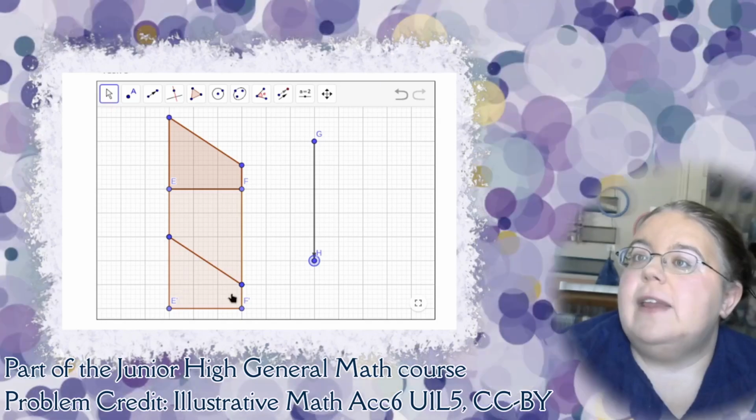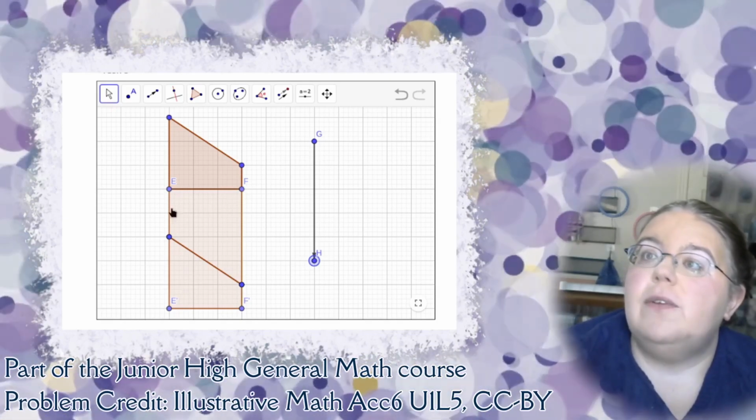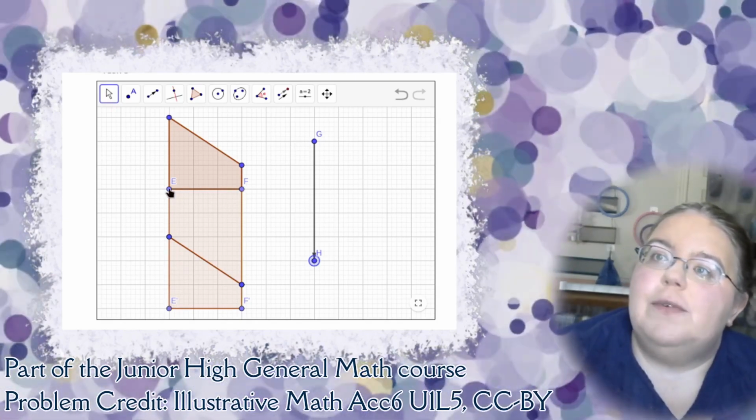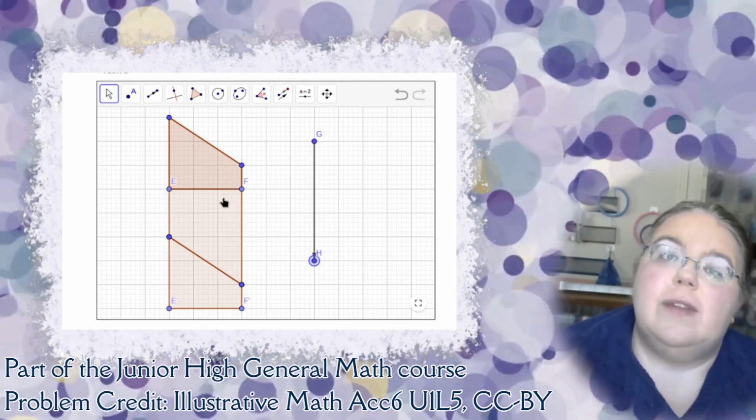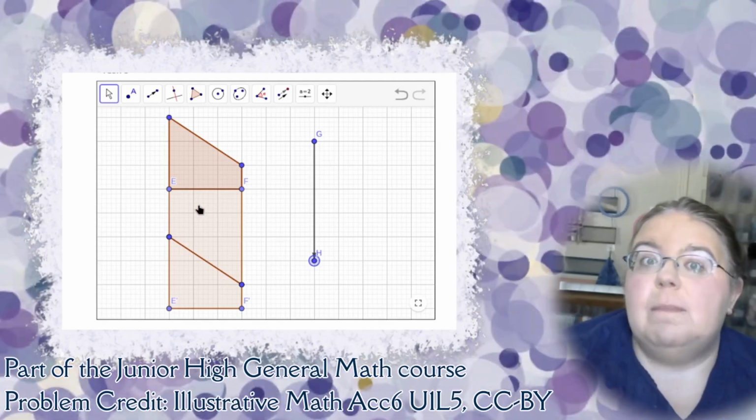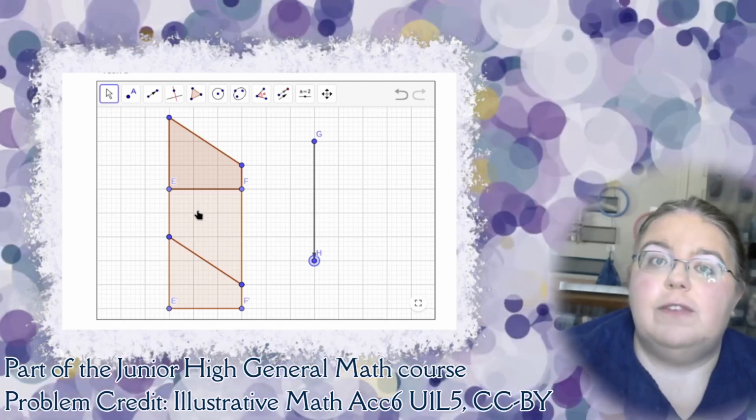So I see here we now have a rectangle that's 3 units wide by 5 units tall, so that's 15 square units in all. So this parallelogram made out of the same pieces is also 15 square units.